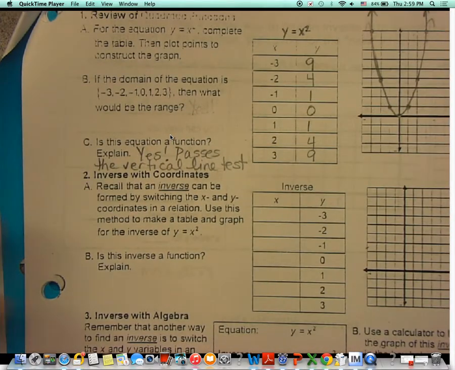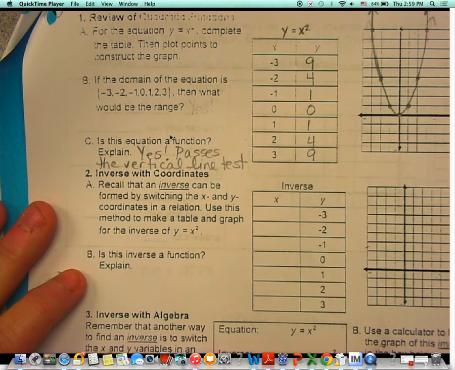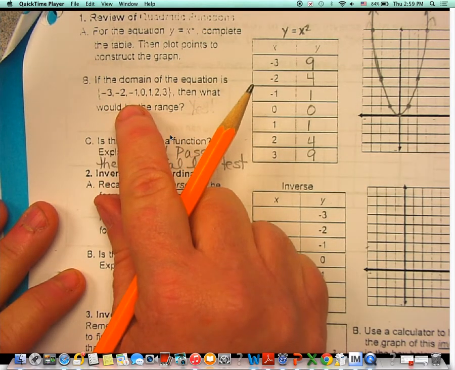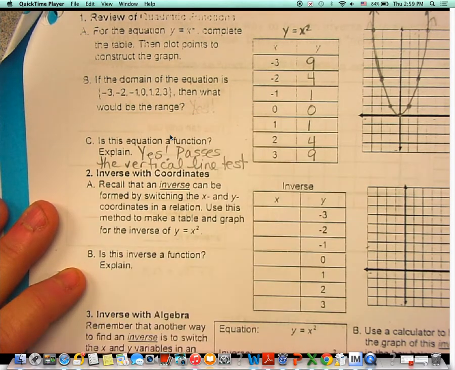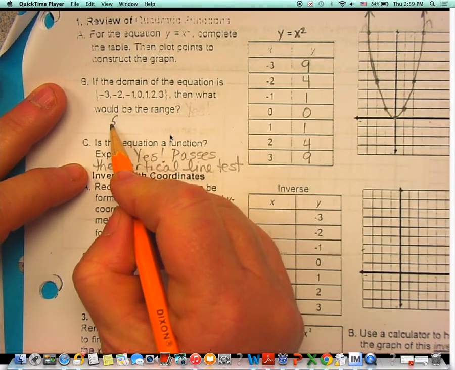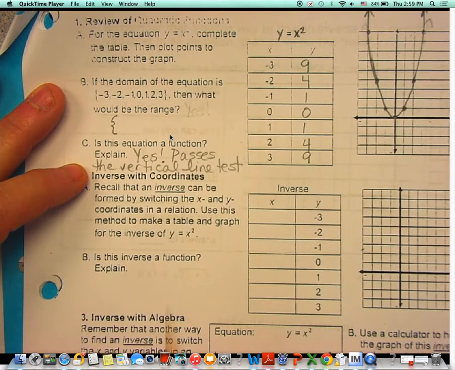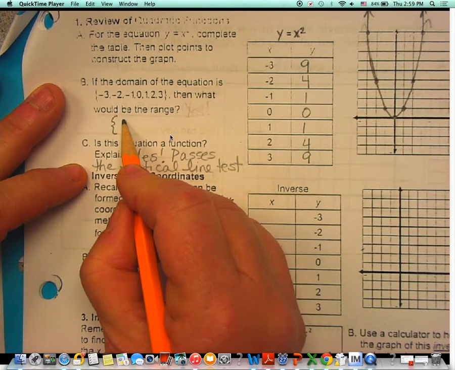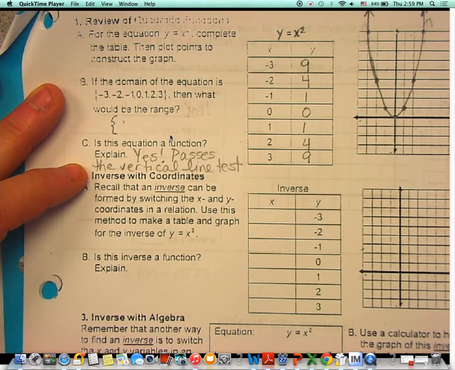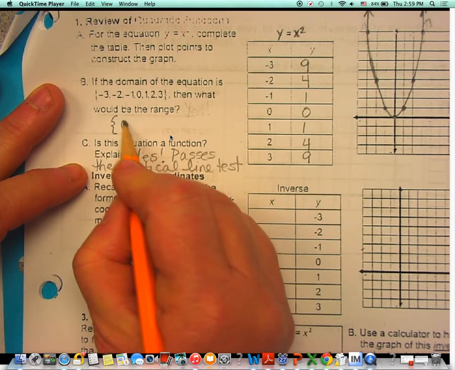Okay, if the domain of the equation is -3, -2, -1, 0, 1, 2, 3, then what would be the range? 9, 4, 1. Okay, let's go in order, least to greatest. 0, 1, 4, 9.